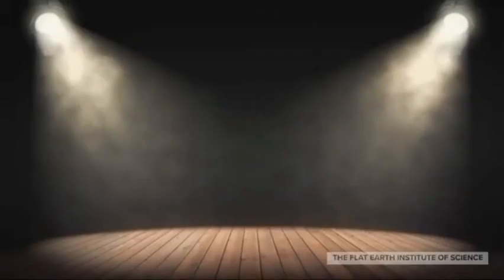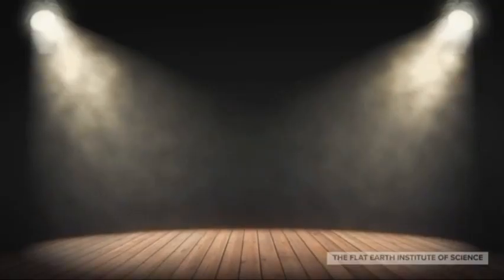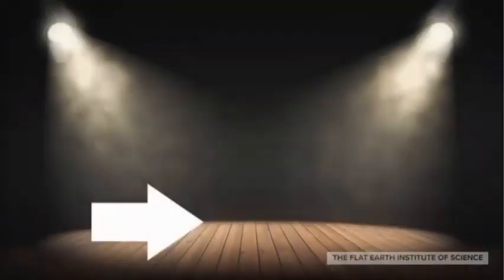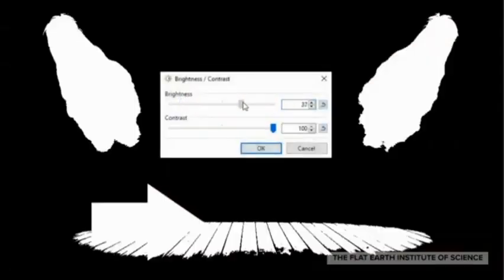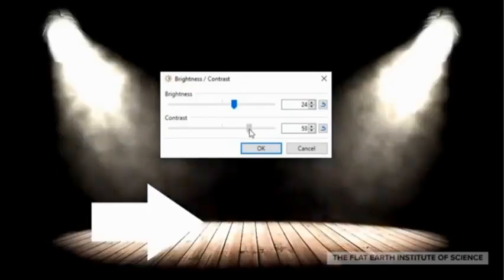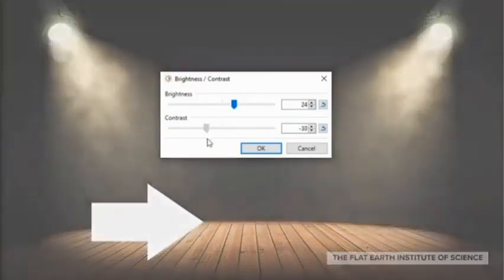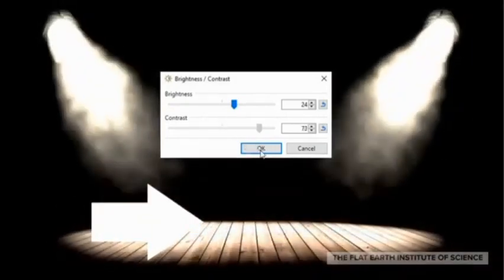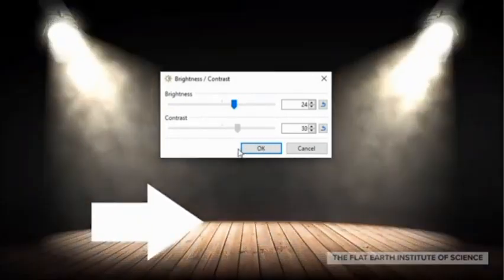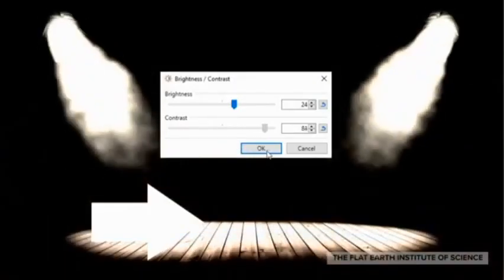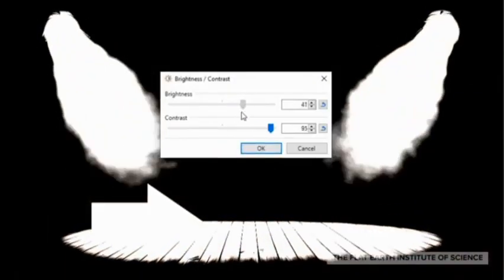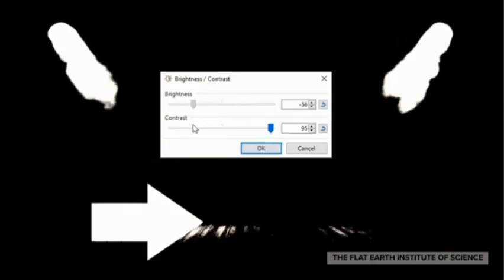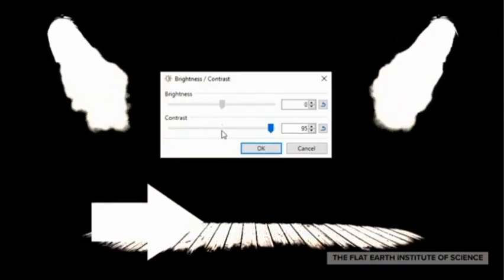Please notice how this flat stage appears to curve when you shine a circular spotlight on it. Now watch what happens when we adjust that brightness and contrast. That horizon line doesn't appear to be moving anywhere. So that's definitely something that should be taken into consideration. Oh, now it's moving somewhere, but not very much, just a little bit.